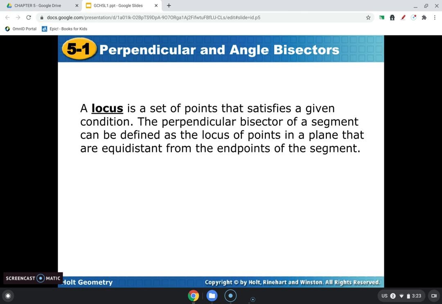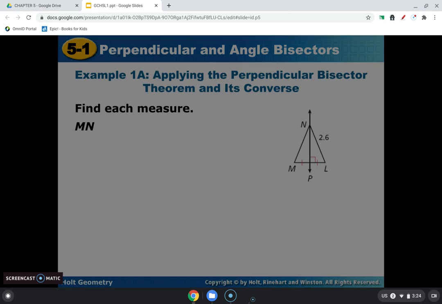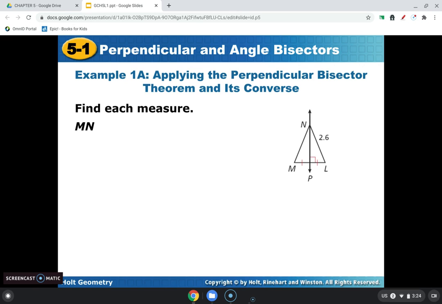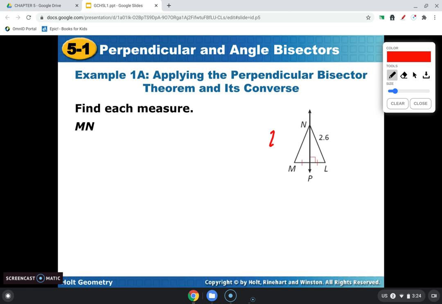Okay, locus is a set of points that satisfies a given condition. So the perpendicular bisector of a segment can be defined as the locus of the points in a plane that are equidistant from the endpoints of the segment. So find each measure. Well, we can see that PN is a perpendicular bisector. So if NL is 2.6, then MN would also be 2.6.